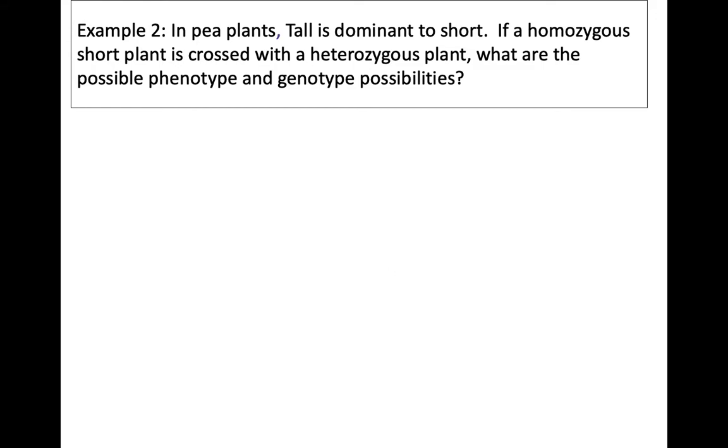Now we're going to do our second example of a monohybrid cross and predicting the outcomes. In pea plants, tall is dominant to short. So in this example, I'm going to use a capital T to represent tall, and a lowercase t to represent short.